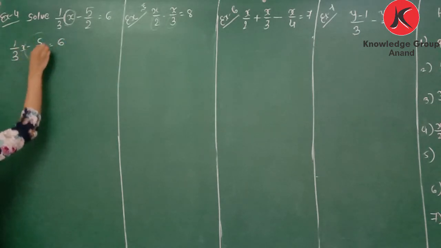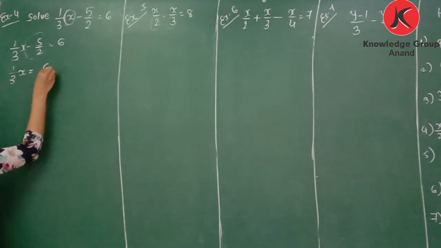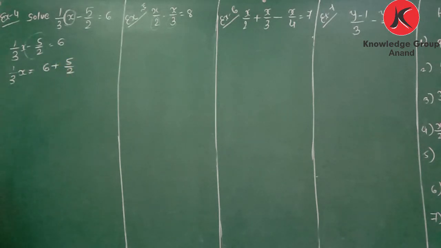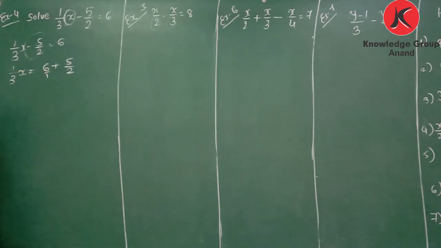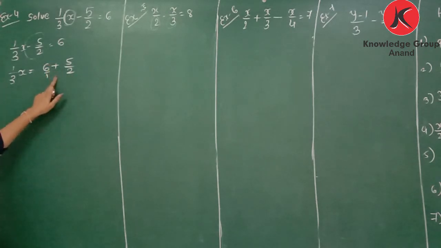So first of all we will take 5 by 2 from left to right. What is the sign of 5 by 2? That is negative. So on right it becomes plus 5 by 2. So 1 by 3x is equal to 6 plus 5 by 2. So here what we need to do? Take the LCM of 6, that has denominator 1, and 2, that is 2. It means 6 is multiplied with 2 and divided by 2.